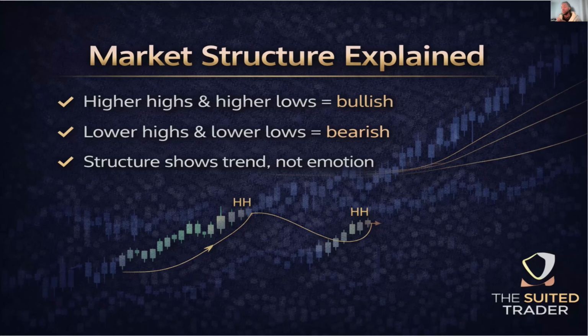Next, we're going to cover market structure in a more in-depth example. We're going to understand higher highs and higher lows, which represent bullish price action. Lower highs and lower lows represent bearish price action, i.e. a bearish trend. Higher highs, higher lows, a bullish trend. The structure shows the trend, not the emotion, as you see. Okay? As I said, we'll dive more into them once we get onto the screen.